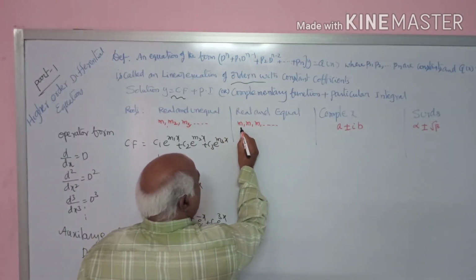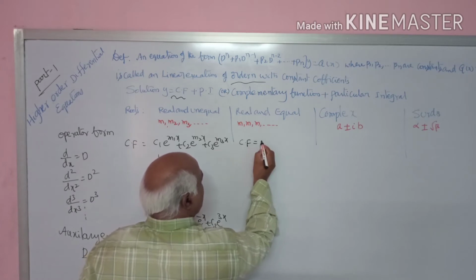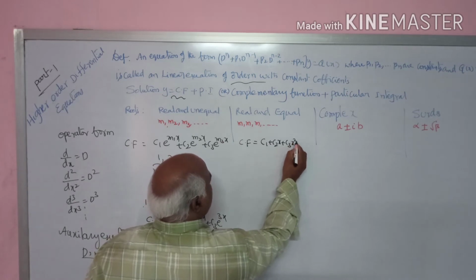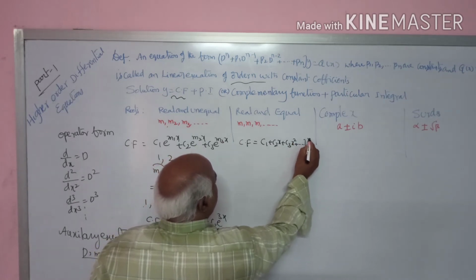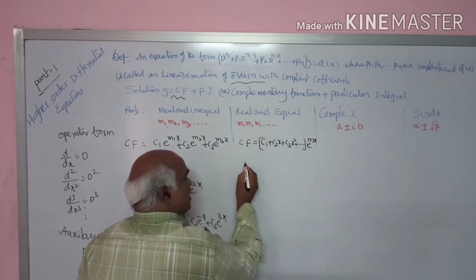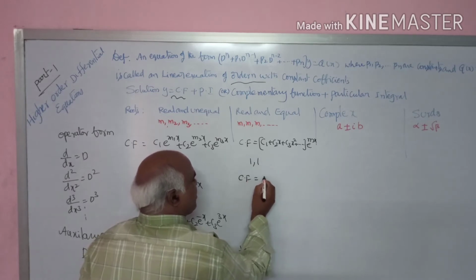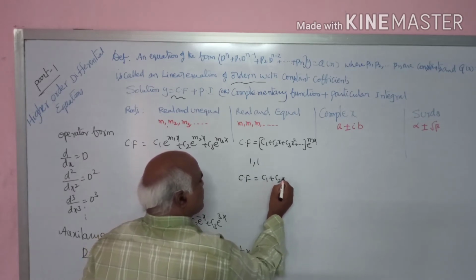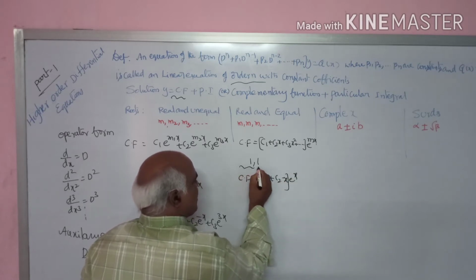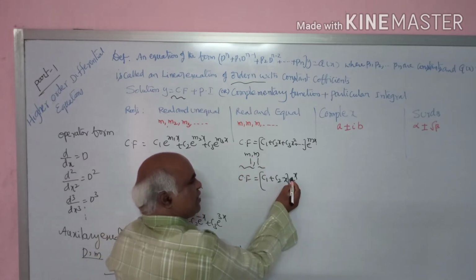Real and equal means all the roots are m, and so on. Therefore the complementary function is c1 plus c2x plus c3x square plus so on, into e to the power of mx, where m is the equal root. For example, take the roots 1, 1. Therefore the complementary function is c1 plus c2x into e to the power of x, because m is 1 and both are equal.